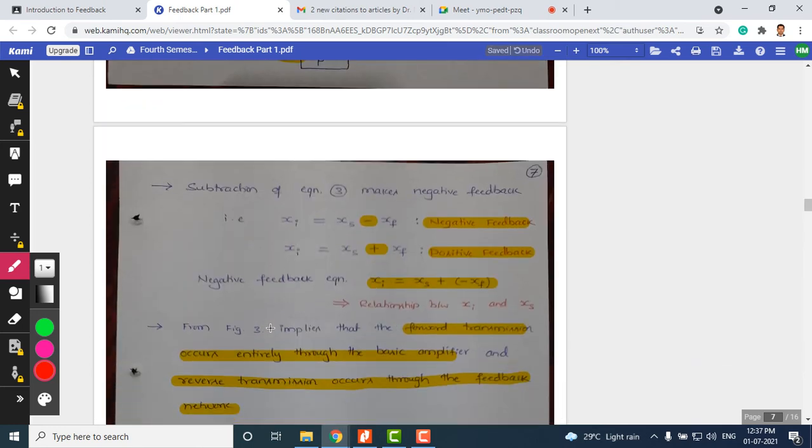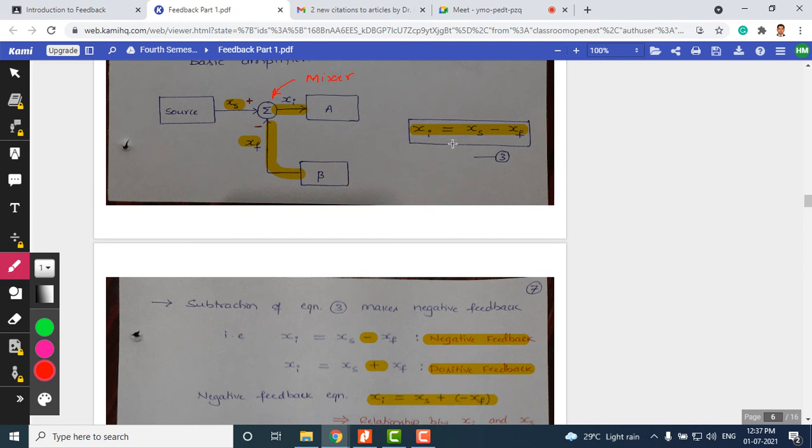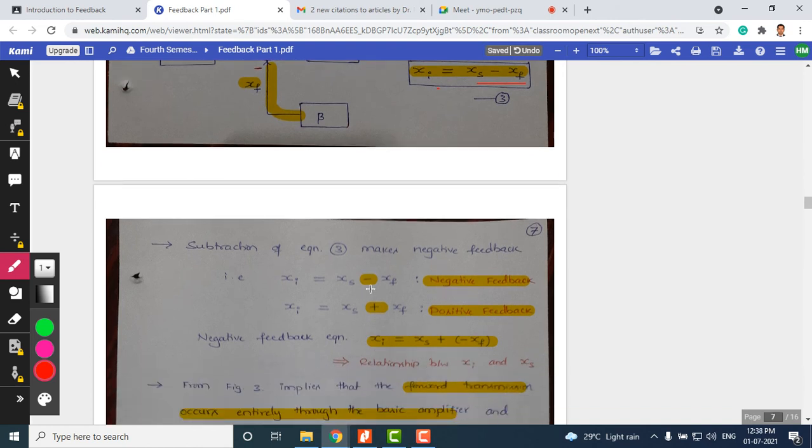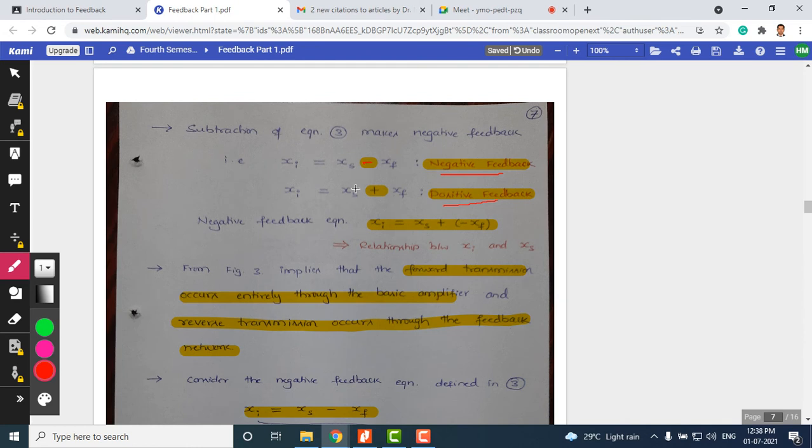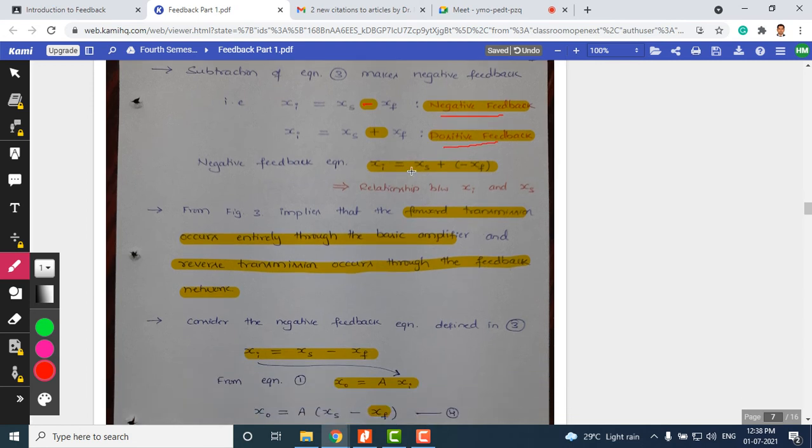Now, based on this equation, xi is equal to xs minus xf, we can decide the type of feedback also. If the sign is negative, xs minus xf, as you can see here, this shows that it is a negative feedback, and for a plus sign between xs and xf, it is a positive feedback. So based on these signs, we can say whether the type of feedback is negative or positive. The negative feedback equation, xi is equal to xs minus xf, can also be written in an alternative way as xi is equal to xs plus (minus xf), where we have shown the negative sign within the bracket.